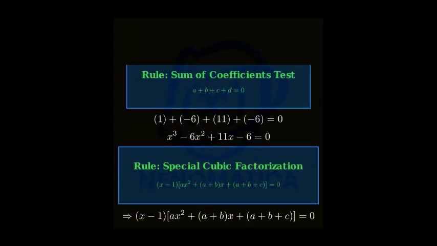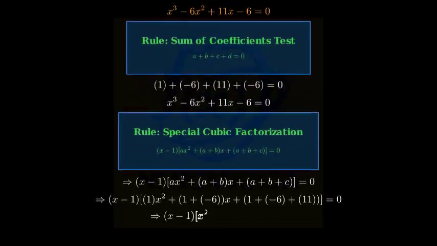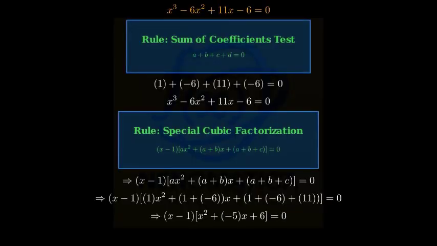According to this rule, we can rewrite our cubic equation in the following factored form: x minus 1 times the quantity x squared plus the quantity (a plus b) times x plus the quantity (a plus b plus c) equals 0, where a, b, c, and d are the coefficients of our original equation. Let's substitute our coefficients into this formula. We have a equals 1, b equals negative 6, c equals 11, and d equals negative 6.